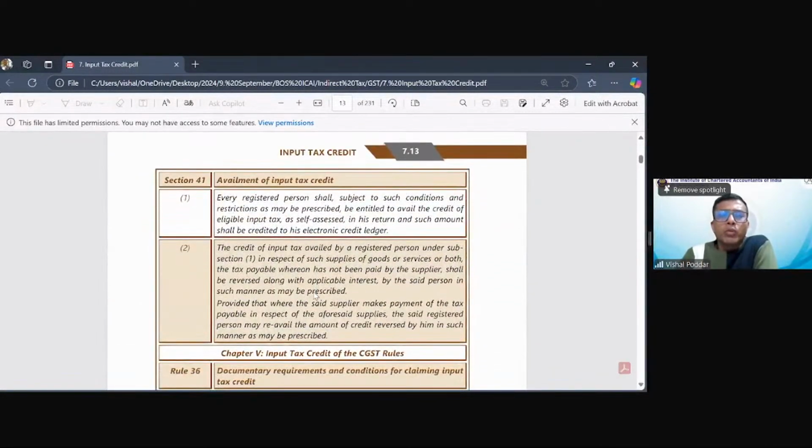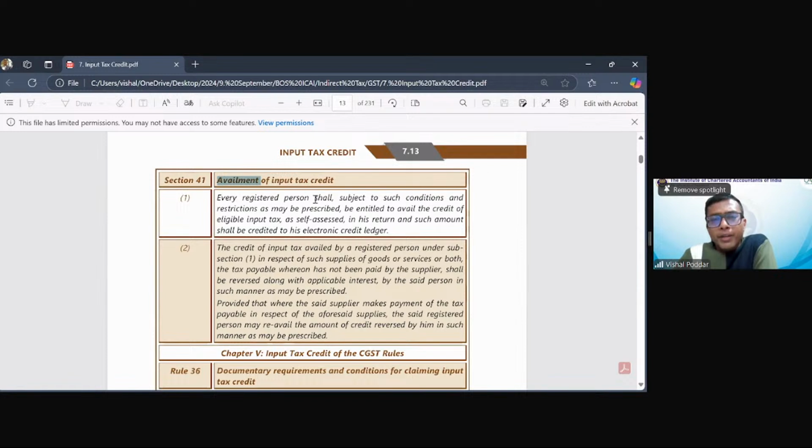Now, before I go to the rules, let me just take one more section which is connected with taking the credit. It is section 41. What is the heading? Now, interestingly, different sections have used different headings or different terminologies. Section 16 was using the words take credit. The section 41 heading is using the words avail credit.